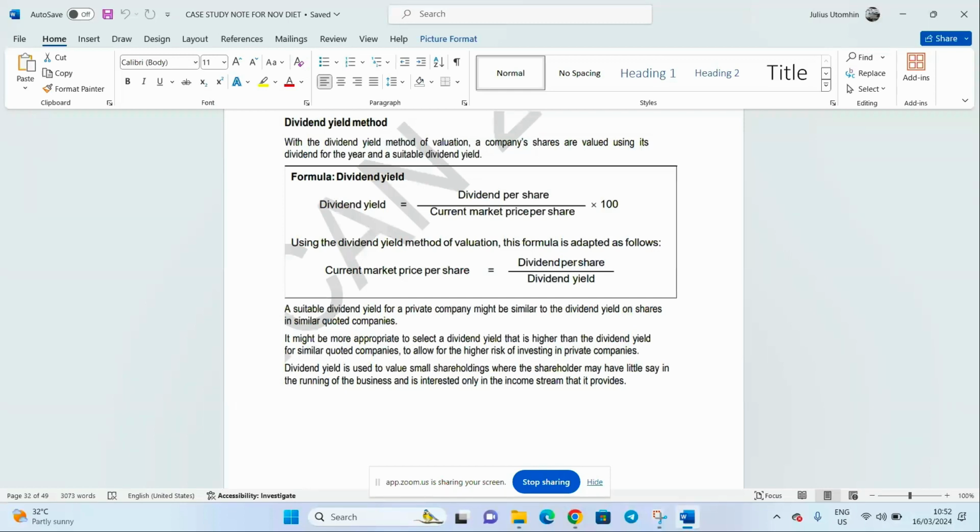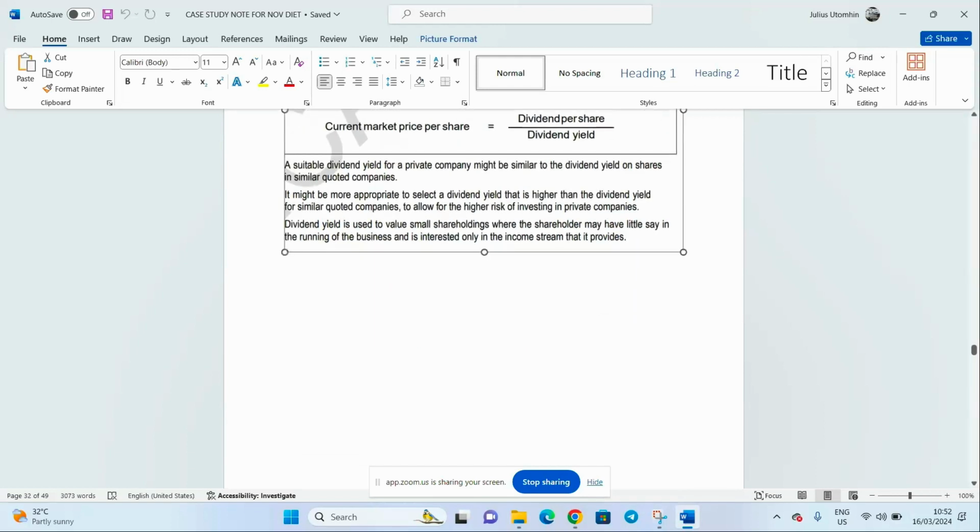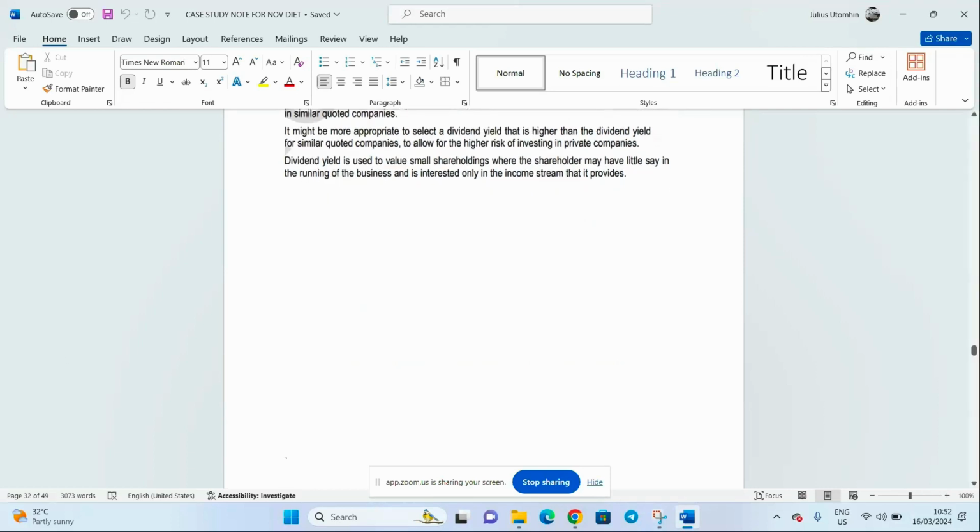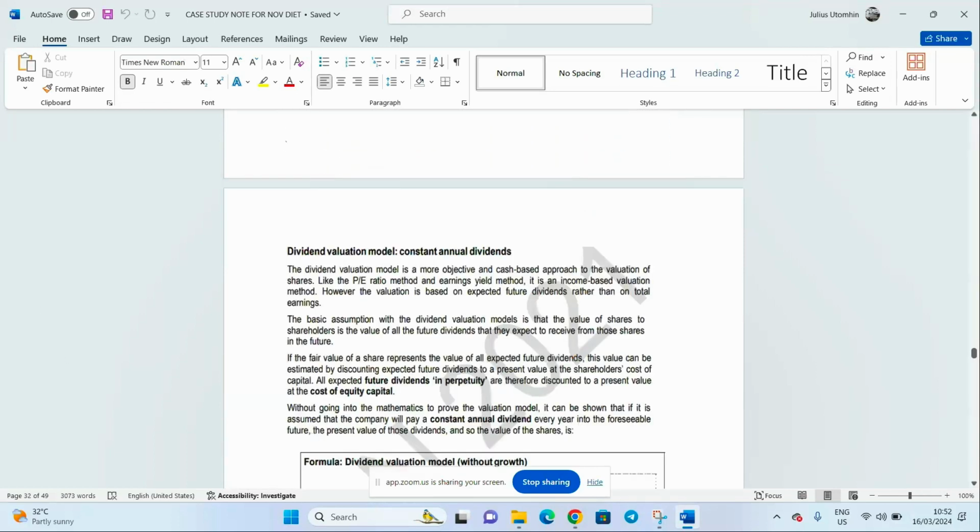A suitable dividend yield for a private company might be similar to the dividend yield on shares in similar quoted companies. It might be more appropriate to select a dividend yield that is higher than the dividend yield for similar quoted companies to allow for the higher risk of investing in a private company. Dividend yield is used to value small shareholding where the shareholder may have little to say in running of the business and is interested only in the income stream that it provides.